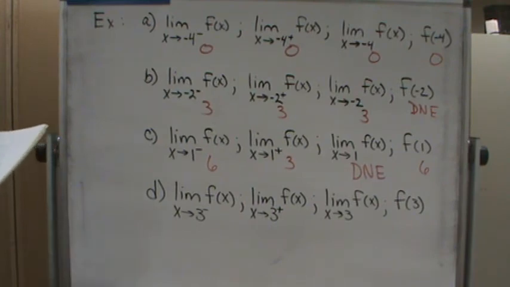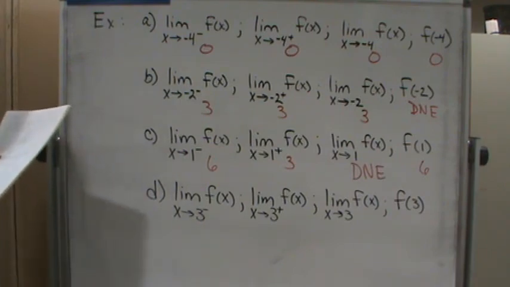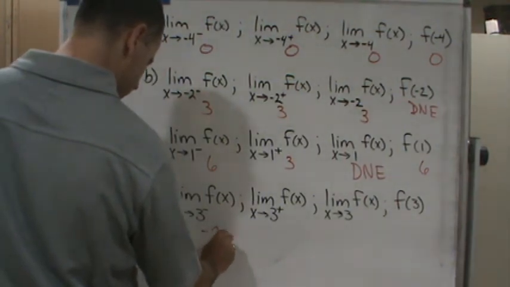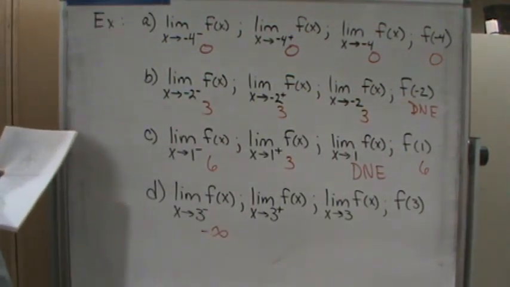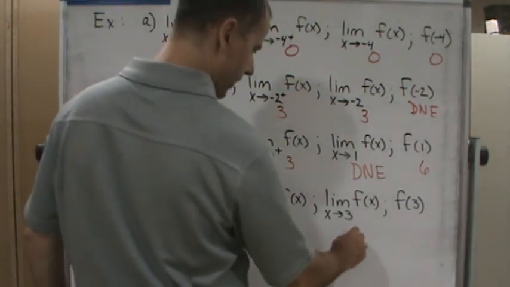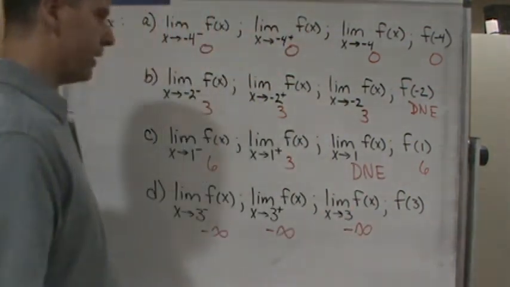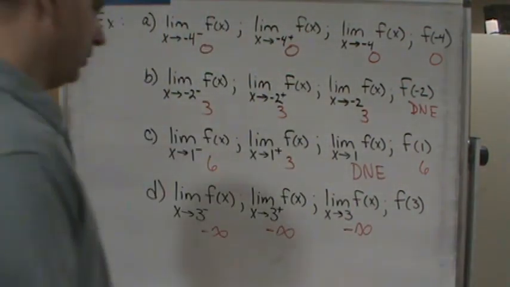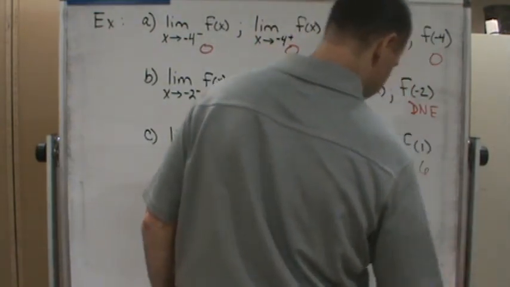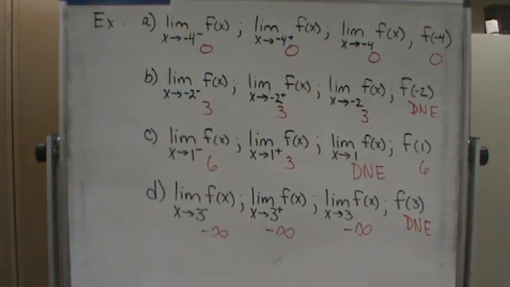And then finally, part D, what is the limit of f of x as we approach 3 from the left? Well, this is going to go to -infinity. And then also approaching 3 from the right also goes to -infinity, which means the limit of this is -infinity. And what is the value of f of 3? Does not exist. There's a vertical asymptote located there. Okay? And so the value of f of 3 does not exist.